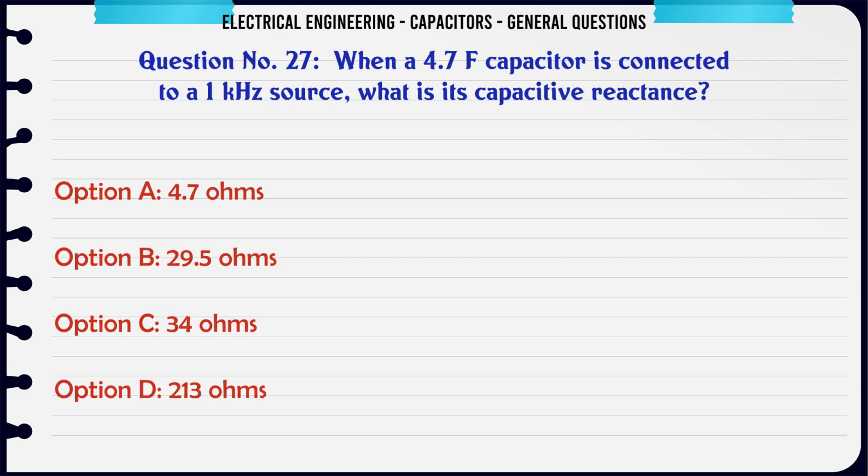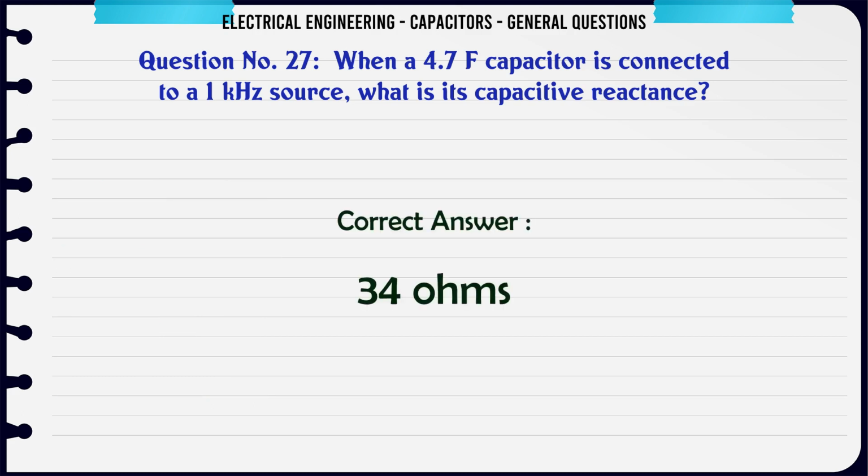When a 4.7 F capacitor is connected to a 1 kHz source, what is its capacitive reactance? A 4.7 ohms, B 29.5 ohms, C 34 ohms, D 213 ohms. The correct answer is 34 ohms.